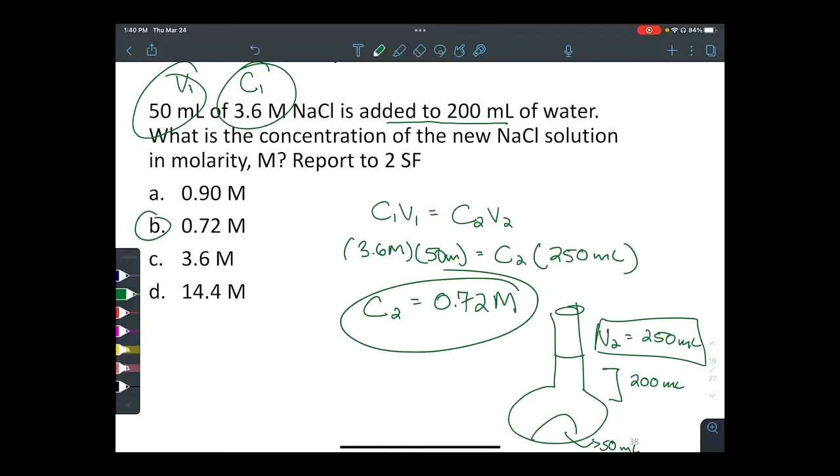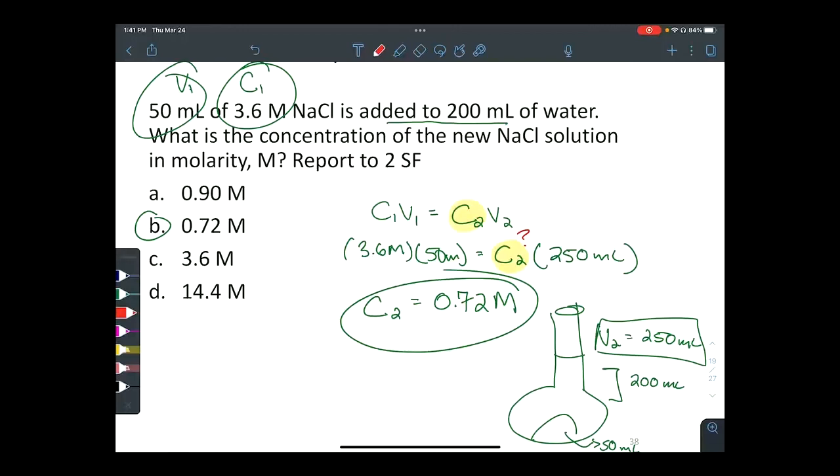Our variable, what we don't have, is C2. So I multiplied 3.6 times 50 and then divided by 250. I skipped those maths. I'm assuming you know how to do that math? Yeah, okay, all right. Usually I highlight what I'm calculating, what my variable is. So I'm calculating C2, isolating that. That's what I'm calculating for, but I'm just being lazy right now. So yeah, C2 is 0.72.